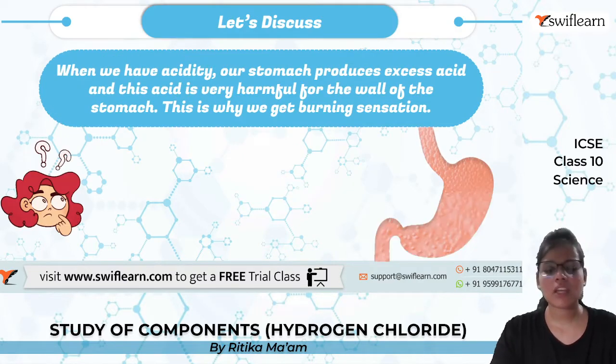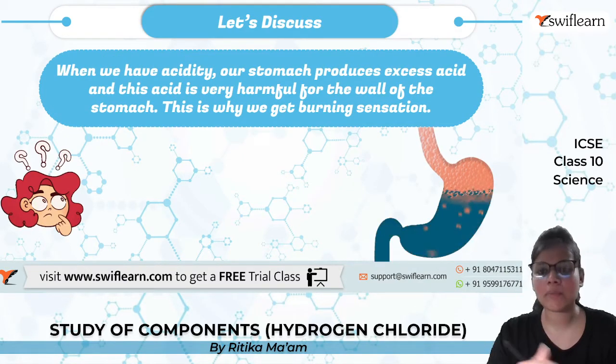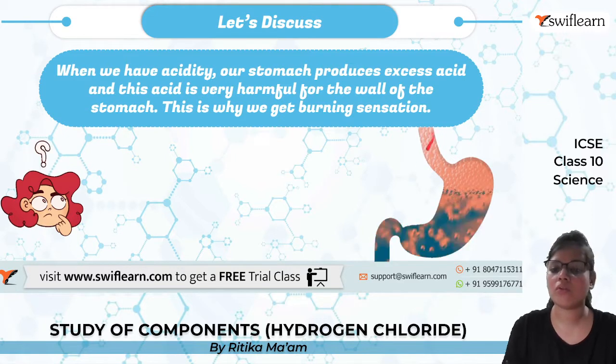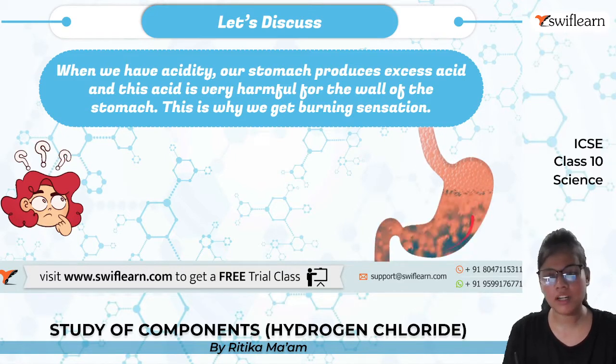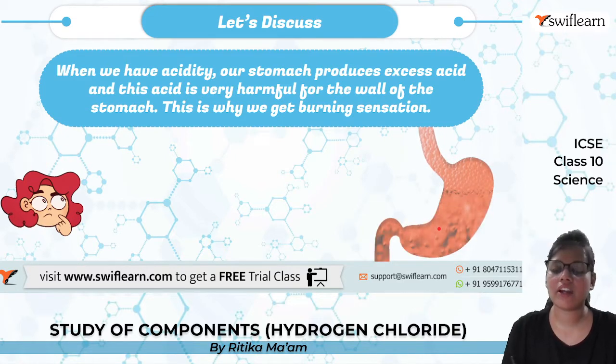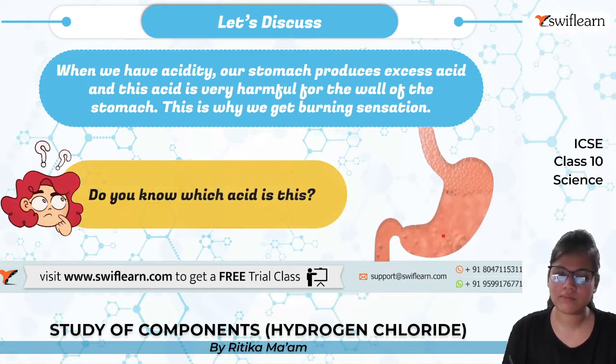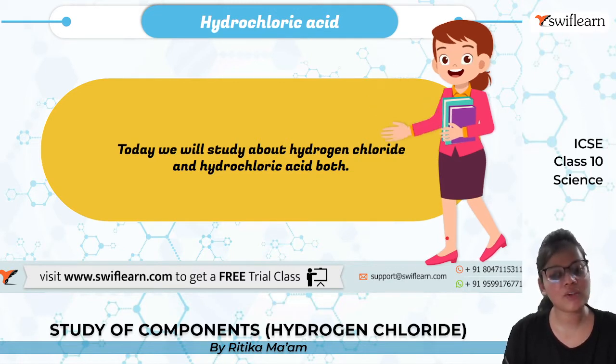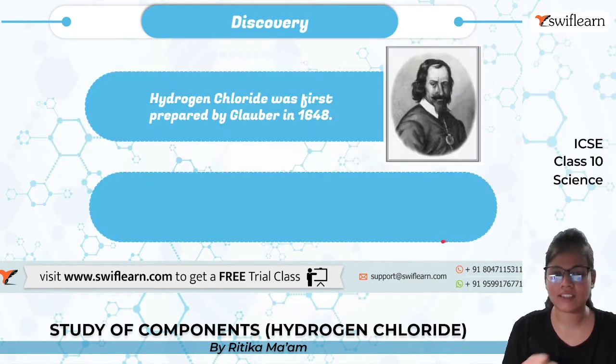Now, sometimes when we have acidity, our stomach produces excess acid, and this acid is very harmful for the lining of the stomach. This is why we feel a burning sensation. Have you ever wondered which type of acid this is? This is hydrochloric acid. In this session we are going to study hydrogen chloride and hydrochloric acid.